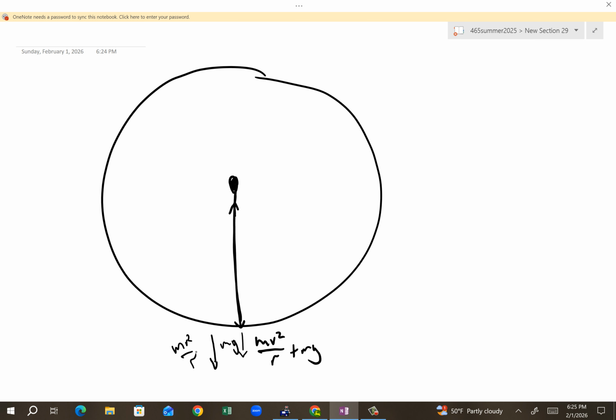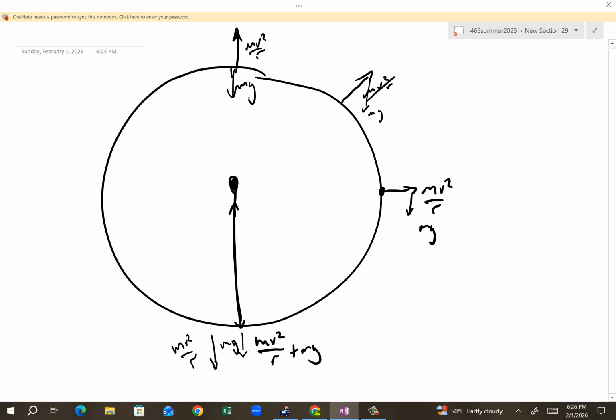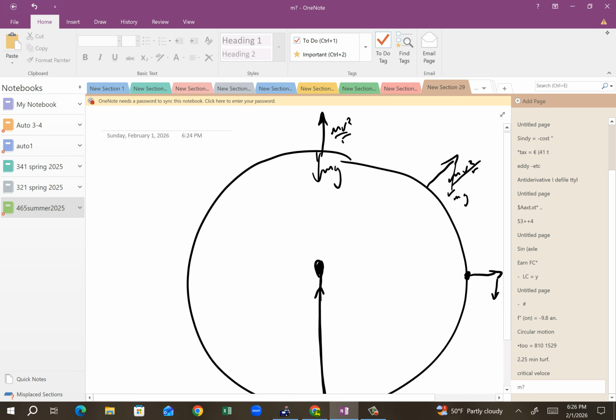So the string, if it's going to break, it's going to break at the bottom. Here, this mv squared over r is pointing off to the side. The mg, of course, is always pointing down. And going this direction, mv squared over r is kind of pointed up, and mg is always pointing down. What happens when you get to the top? Well, mv squared over r is going that way, gravity is going this way. And the idea is, if you're going the right speed, what happens to the string? The string becomes flaccid because there's nothing to hold it apart.